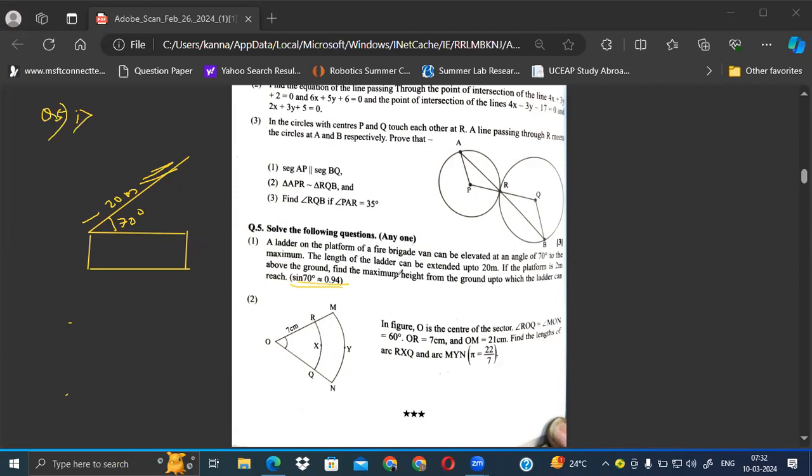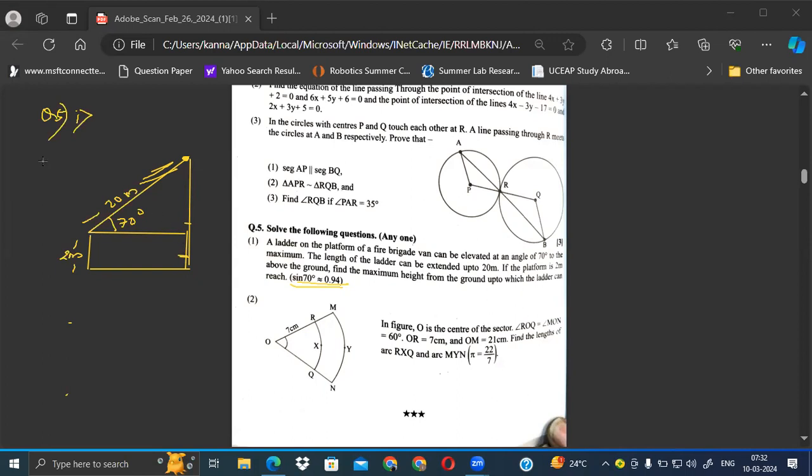Now, if the platform is 2 meter above the ground, this is a platform, this is 2 meter above the ground. Then the question is, find the maximum height the ladder reaches from the ground. So the ladder reaches here, children. So what is this maximum height the ladder reaches from the ground? You can see this height, children.